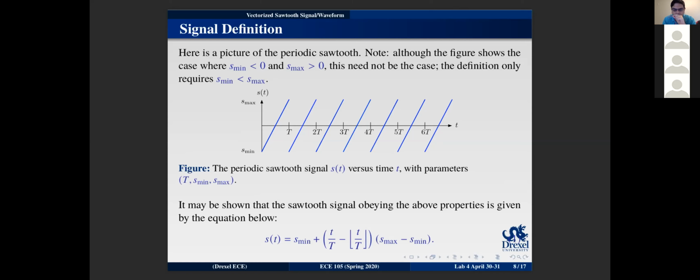Is this what's called a triangular wave? No, John, this is not a triangular wave. A triangular wave would look something like this, so if I were to invert this, it would look like a triangle, not a sawtooth. A sawtooth has one of the sides vertical. So this is dropping perpendicularly from S max to S min. There's a difference between triangular and sawtooth waveforms.